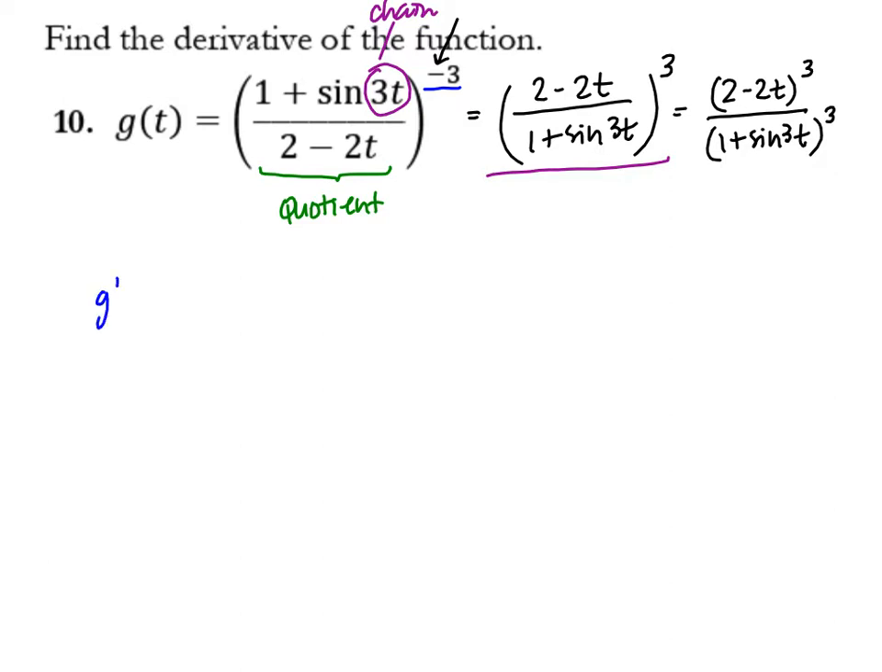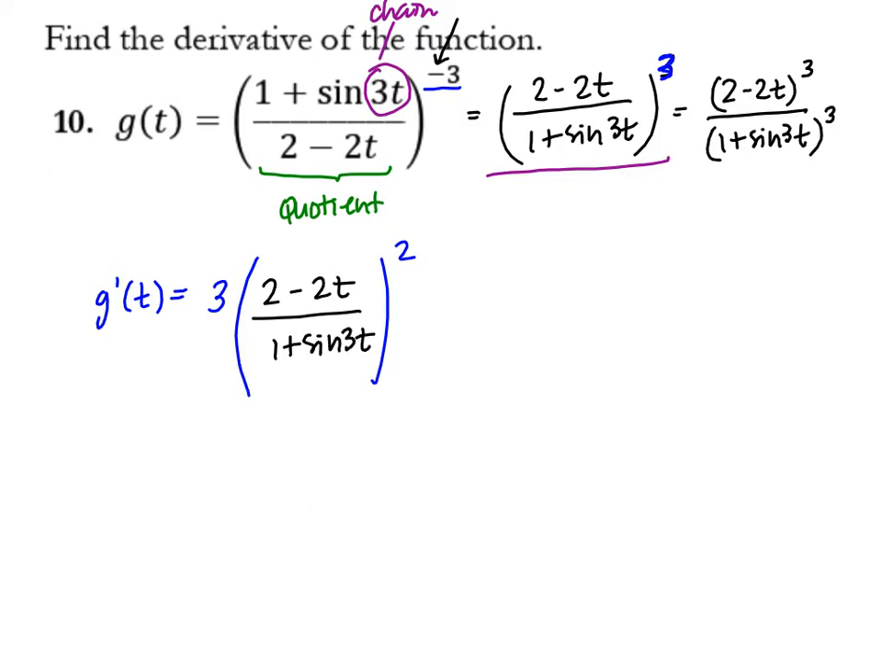So first, for g prime of t, we have the derivative of the outside. The outside part is this 3 exponent. So we bring the 3 down, derivative of the mom, leave the baby alone, 3 goes down a power to 2, and then we have (2 minus 2t) over (1 plus the sine of 3t). All that stuff on the inside stays the same. Now we're going to differentiate that inside with the quotient rule. So let's do that over here.